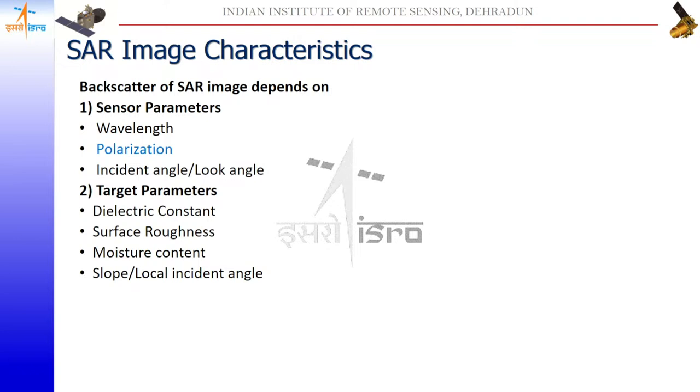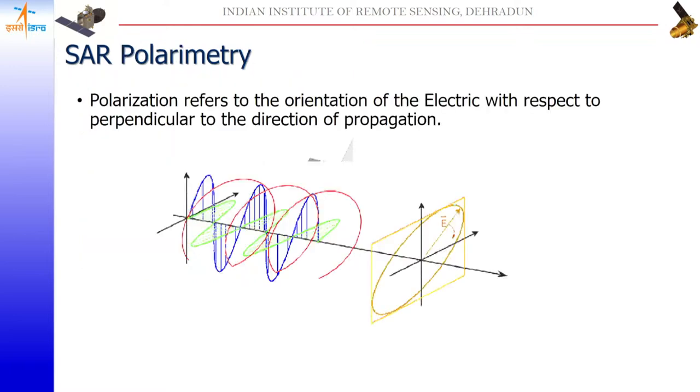Earlier, in the first lecture, I told you about the SAR image characteristics, in which the backscatter of SAR depends on the sensor parameters and the target parameters. The sensor parameters are wavelength, polarization, and incident angle, and the target parameters are the dielectric constant, surface roughness, moisture, and the local incident angle. Now we will go deeper into polarization: how polarization affects the SAR images. So what is SAR polarimetry?